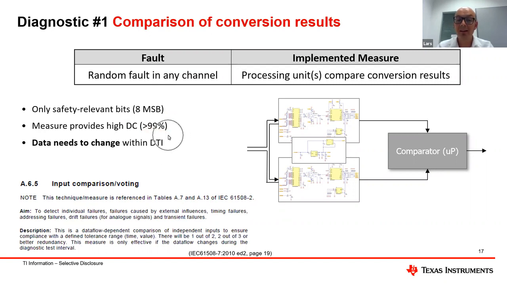So the standard says we can reach 99% with this measure already. And here I copied the text from the standard. It is a data flow dependent comparison of independent inputs to ensure compliance with a defined tolerance range. There will be a 1 out of 2, 2 out of 3, or better redundancy. This measure is only effective if the data flow changes during the diagnostic test interval.